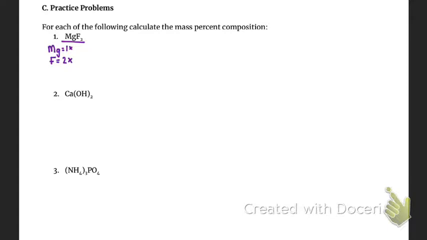So we have magnesium is 24.31 and fluorine is 19. Multiplying and adding them up, the grand total molar mass is 62.31 grams per mole. I'm going to go ahead and just fly through molar mass on all 3 problems.